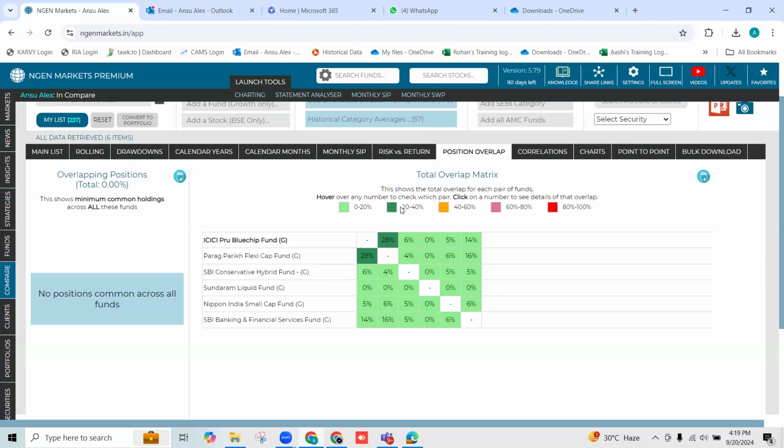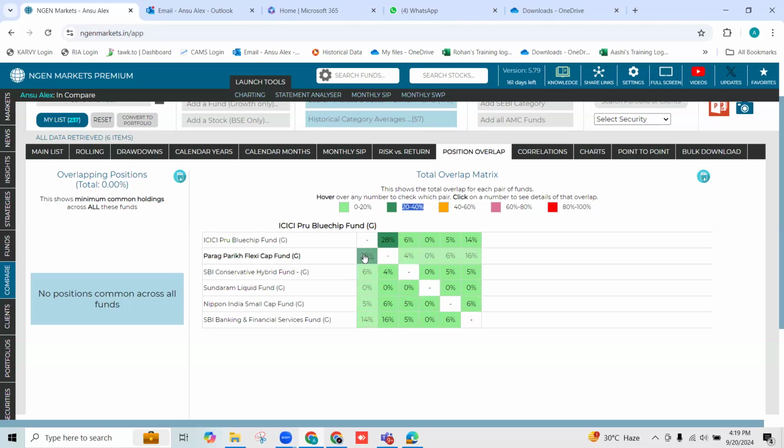It says that if it is within this darker green section, meaning within 40%, its overlap is well within the limit. As soon as the color keeps on getting darker, meaning this yellow, pink, or red for that matter, a decision needs to be taken to keep either of the 2 funds that have a higher overlap.